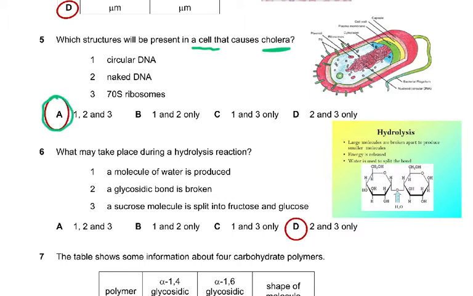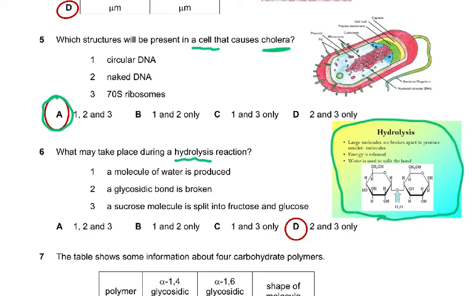Then coming on to question 6, what may take place during a hydrolysis reaction? A molecule of water is produced, a glycosidic bond is broken. What is hydrolysis? You have to revise hydrolysis and condensation. Hydrolysis is when you add water, which is given here in this diagram.